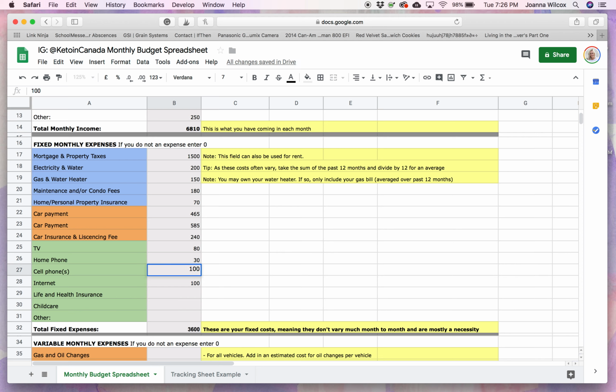Cell phone, I'll just put $100. So you can combine cell phones if you have more than one, or if you don't have a cell phone, you could just enter 0. It's completely up to you. Health and life insurance, we do have that. I'm just going to estimate that.